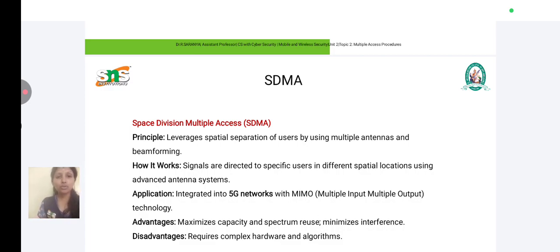The disadvantage of using space division multiple access is that it requires complex hardware as well as algorithmic methodologies. This sometimes comes under disadvantages.